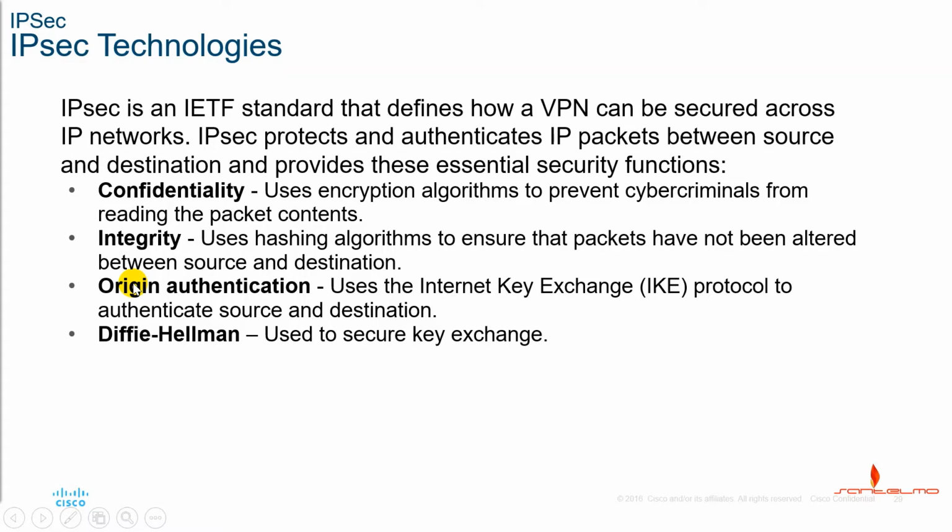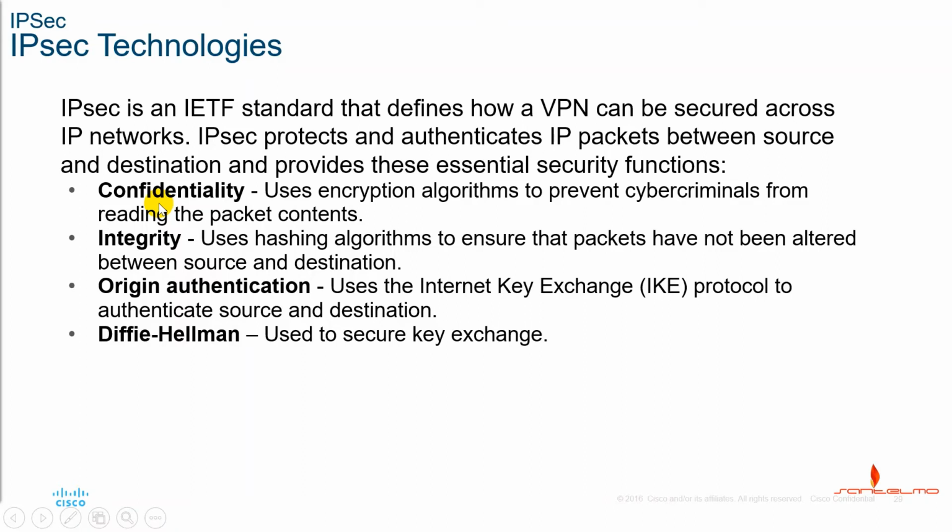So IPsec technologies provide the following security functions: confidentiality, integrity, origin authentication, and Diffie-Hellman. Confidentiality uses encryption algorithms to prevent cyber criminals from reading the packet contents. Integrity uses a hashing algorithm to ensure that the packets have not been altered between the source and destination or while in transit. Origin authentication uses the IKE protocol to authenticate source and destination. And Diffie-Hellman is used to secure the key exchange.